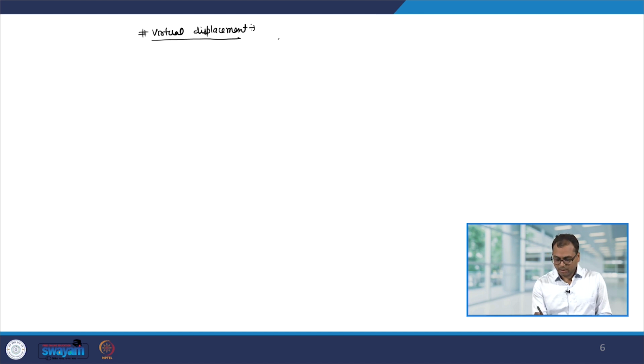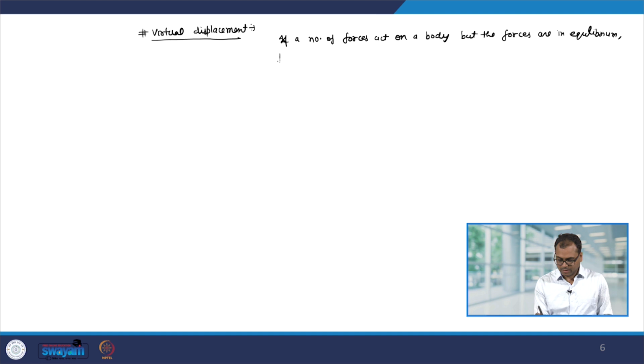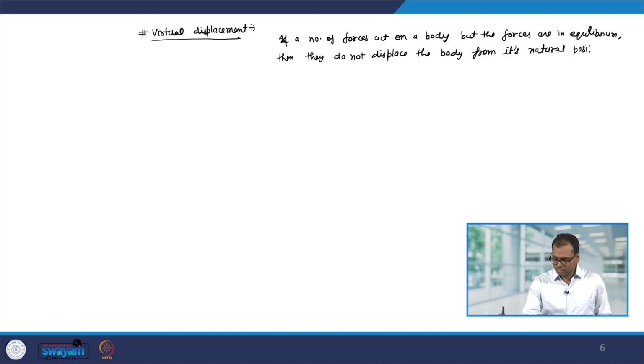First of all, we know that if a number of forces act on a body, but the forces are in equilibrium, then the forces do not displace the body from its natural position, and no work is done by these forces. So, this is the definition of the equilibrium.